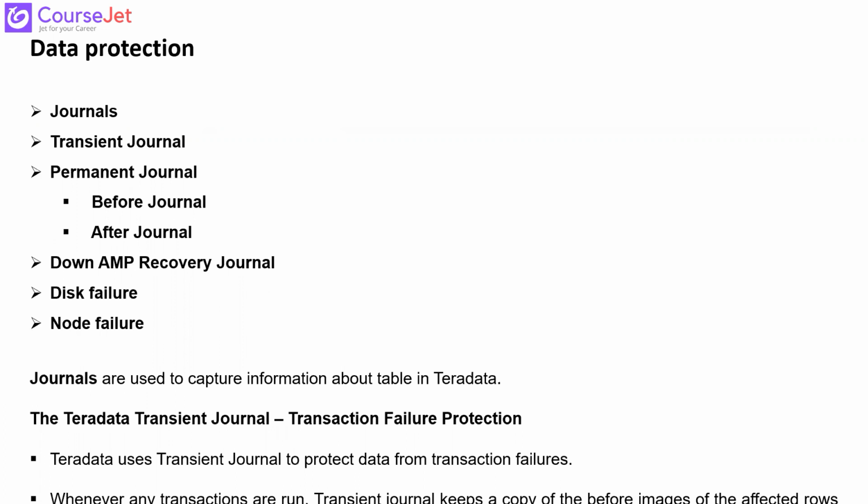Features available in Teradata. There are a couple of things like journals. In journals, we'll be seeing about the transient journal and the permanent journal. The permanent journal will be split into before and after. And then we'll be seeing about the down AMP recovery journal. And we'll see what will happen when there is a disk failure and a node failure.